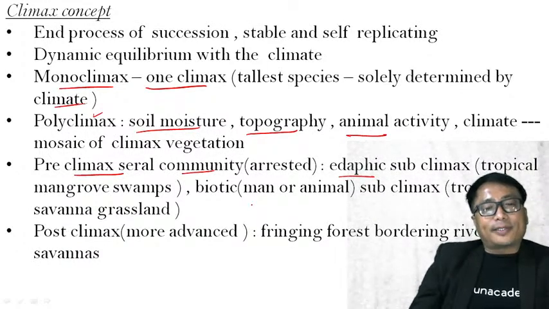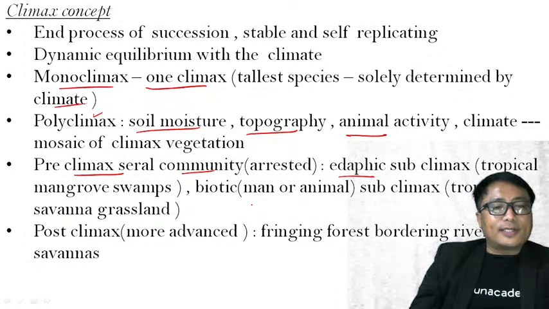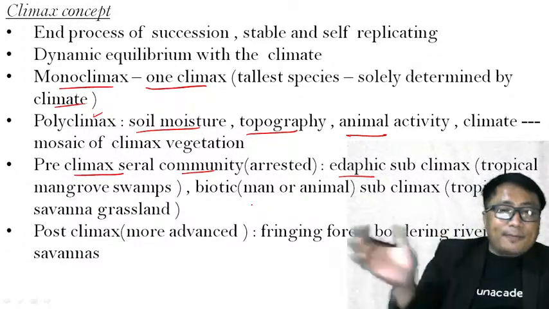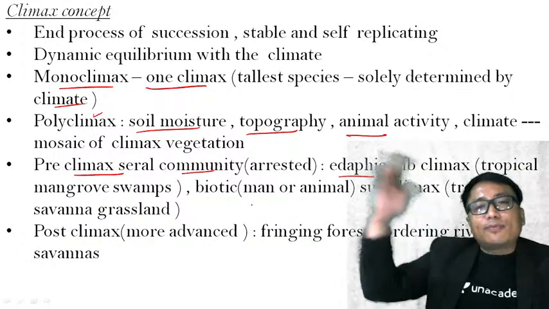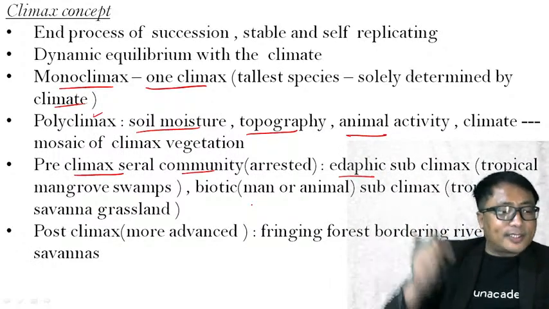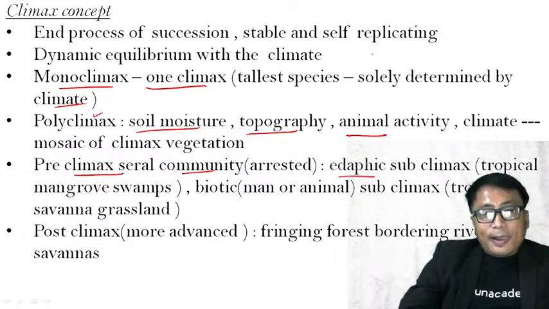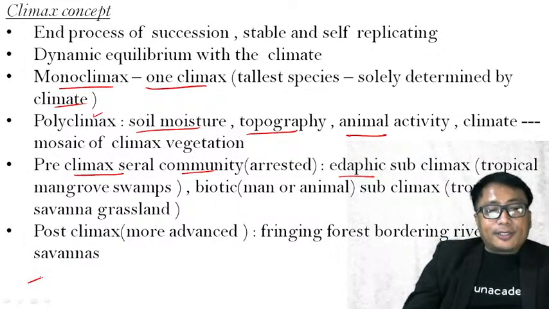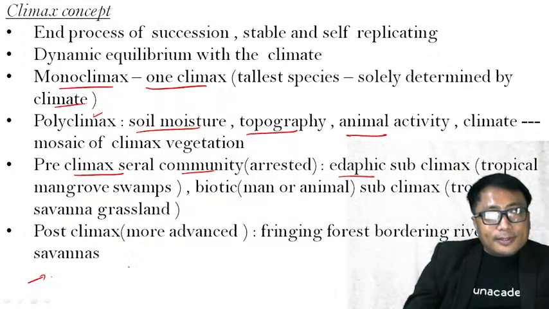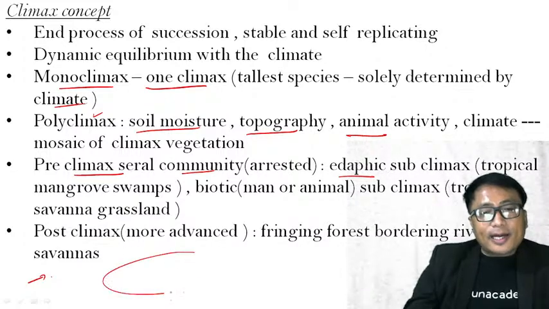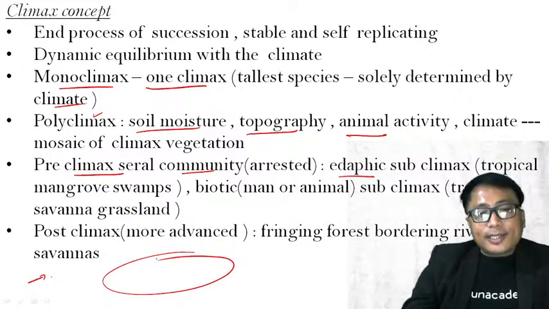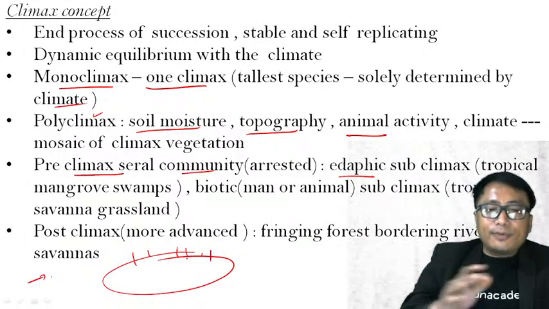What is post-climax? That is the more advanced stage. That is, fringing forests bordering the rivers of the savanna can be known as a post-climax. That is, as compared to the other ecosystems in the region, they are in a much more advanced stage. How is it? You see here. By nature, with the climatic condition prevailing over this area, savannas are grassland. So a grassland will be there everywhere. This is the natural vegetation.